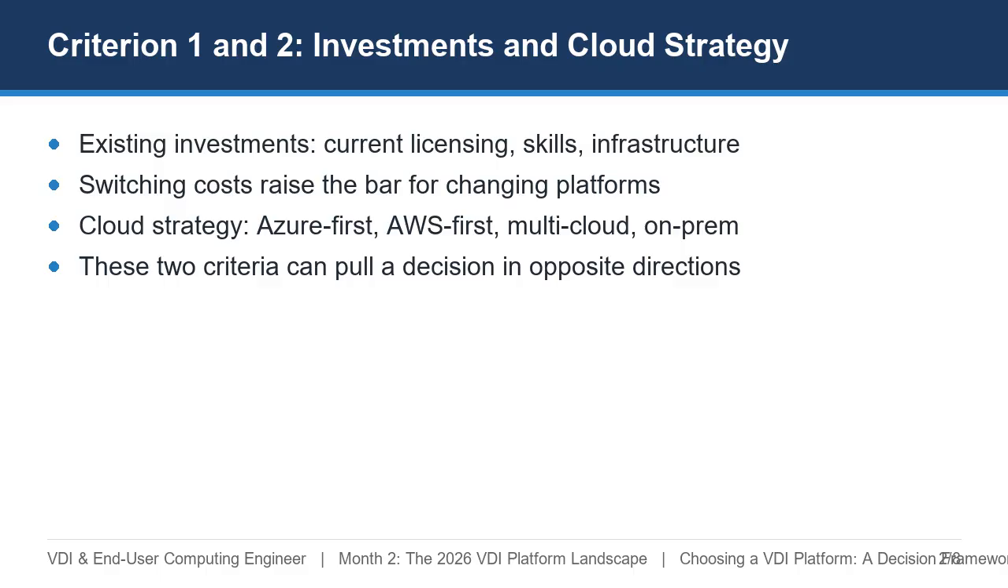The first criterion is existing investments, the licensing, admin skills, and infrastructure an organization already has, which creates real switching costs. The second is cloud strategy, whether the company is standardizing on Azure, AWS, multi-cloud, or staying on-premises. These two can conflict directly, for example a Citrix-heavy shop under an Azure-first mandate, and a good engineer surfaces that tension rather than hiding it.